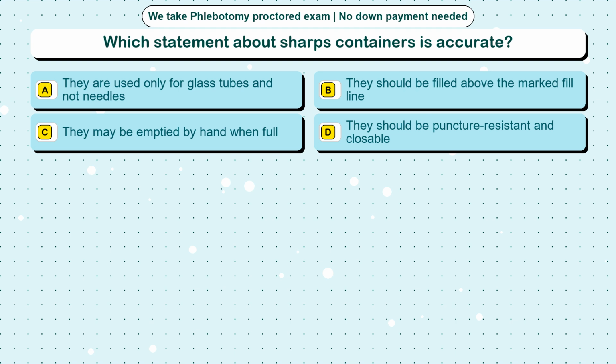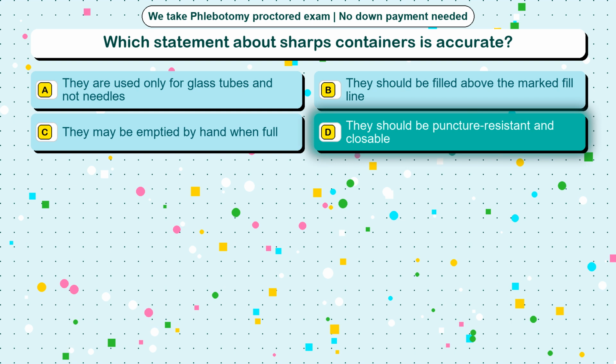Option A. They are used only for glass tubes and not needles. Option B. They should be filled above the marked fill line. Option C. They may be emptied by hand when full. Option D. They should be puncture resistant and closable. The correct answer is option D. They should be puncture resistant and closable.